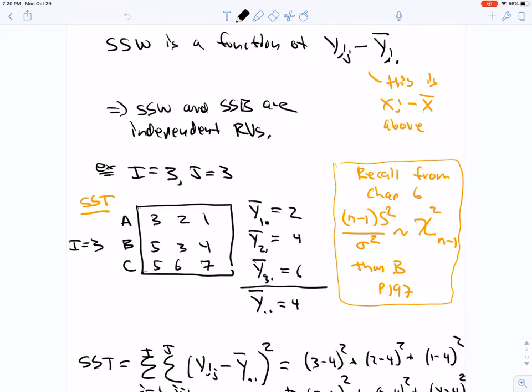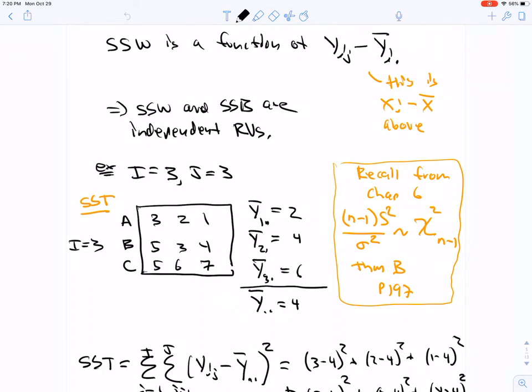So imagine that I have 3 treatment groups and 3 observations in each treatment group, with data shown here in this 3x3, and I've written out the averages for the rows and the total average.